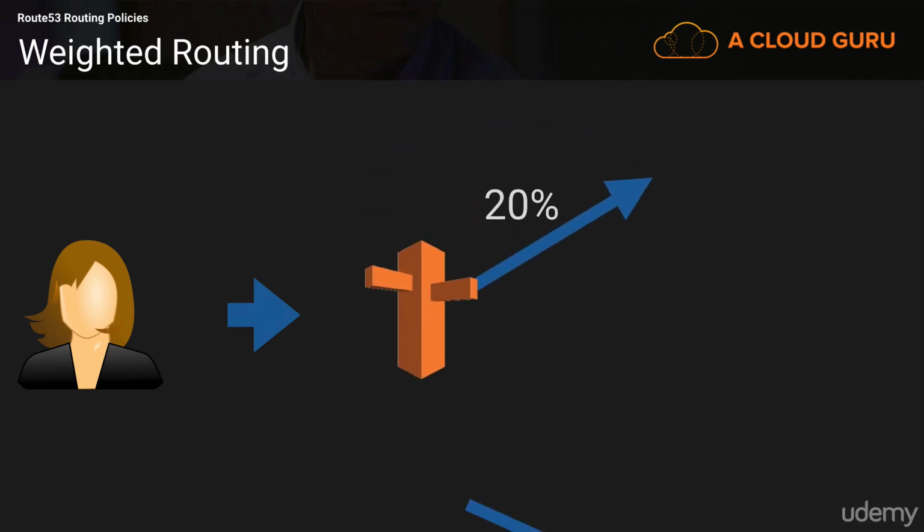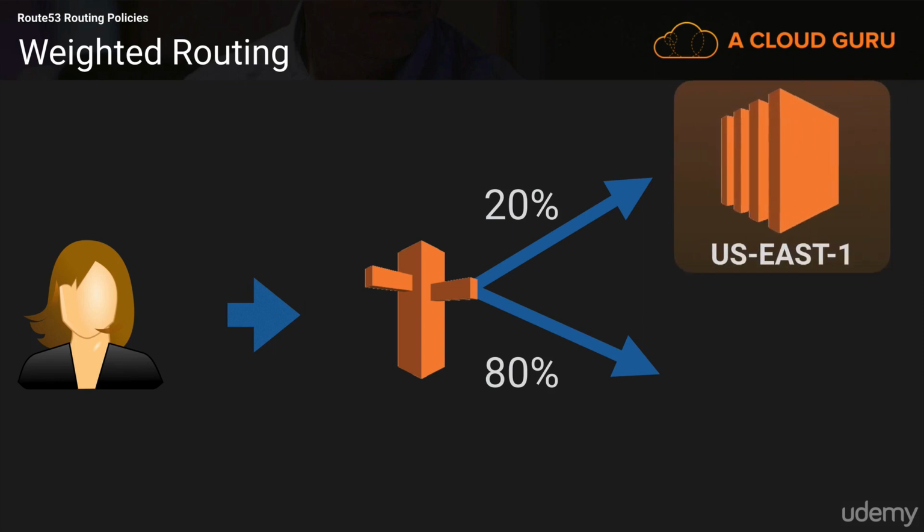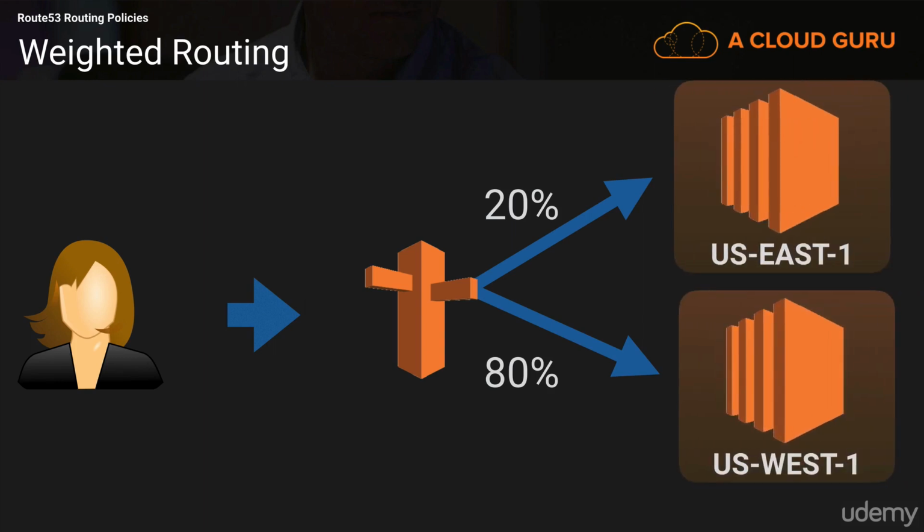Well, we've got our user, they are making a DNS request, it hits Route 53, and Route 53 is then going to split our traffic. So in this example, it's going to send 20% of our traffic over to US East 1, and it's going to send 80% of our traffic over to US West 1. So it's really cool. You can split your traffic across different regions, or you could even split them across different ELBs in the same region, which then have different EC2 instances in different availability zones.